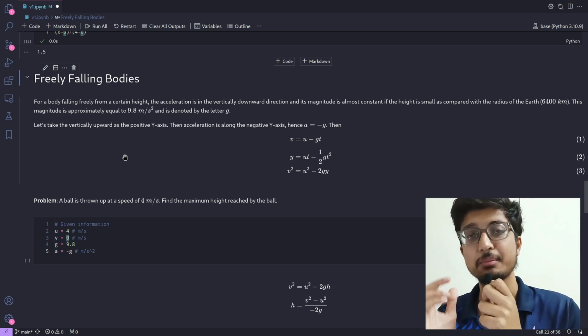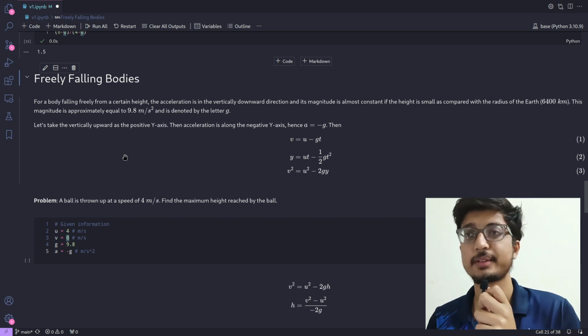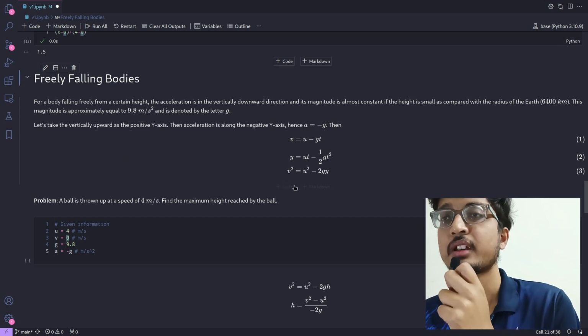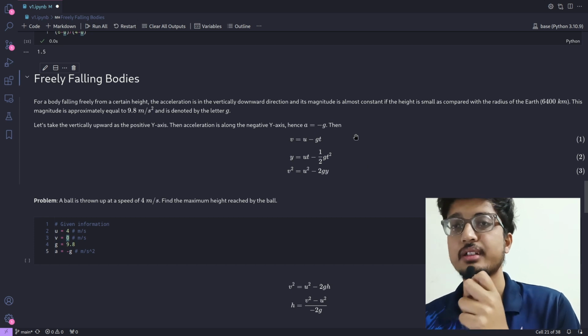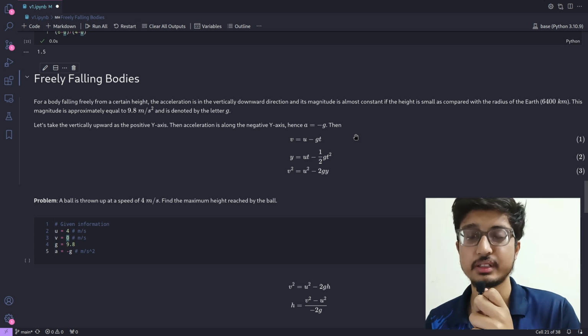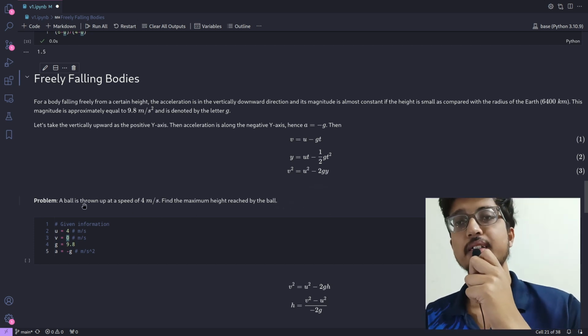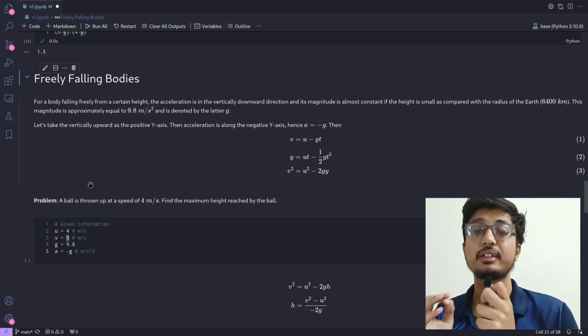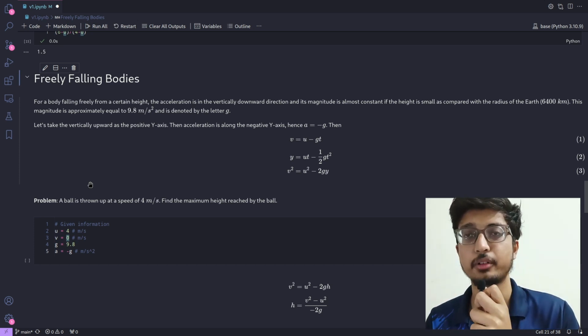Here we are defining a as minus g, where g is 9.8 meter per second square, and replacing a by minus g in these equations gives us these three equations. Let's just look at a very simple problem to see how we can understand the motion using these three equations. So the problem here is that a ball is thrown up at a speed of 4 meter per second, and now we have to find the maximum height reached by that ball.